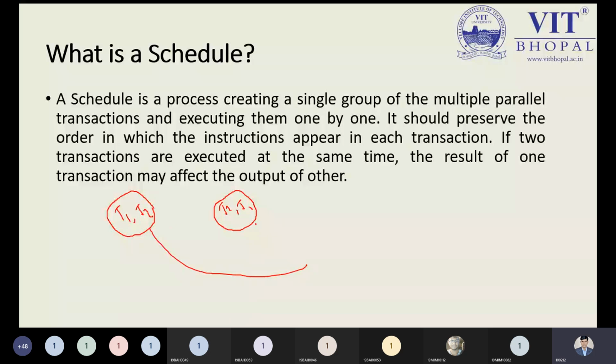the resultant transaction output may differ. Okay, may or may not, depending on what kind of task you are performing. So it may or may not differ.